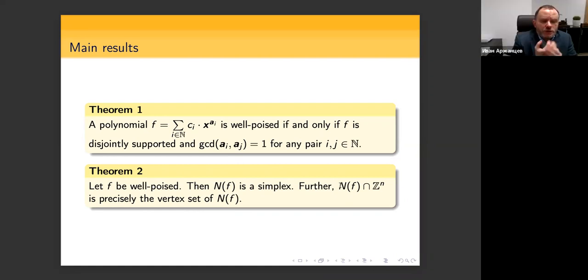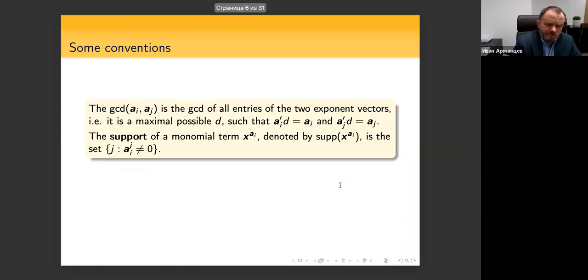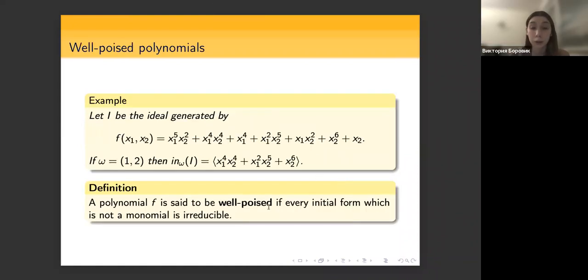Viktoria, once more, a polynomial is disjointly supported if any two terms depend on different variables, right? Yes. And what about well-poised? Let us look again at the definition. A polynomial is said to be well-poised if every initial form which is not a monomial is irreducible. So this is some sum of monomials, and it should not be a product of two other polynomials. And a question: if you have a polynomial which consists of monomials which are disjointly supported, can it be reducible?